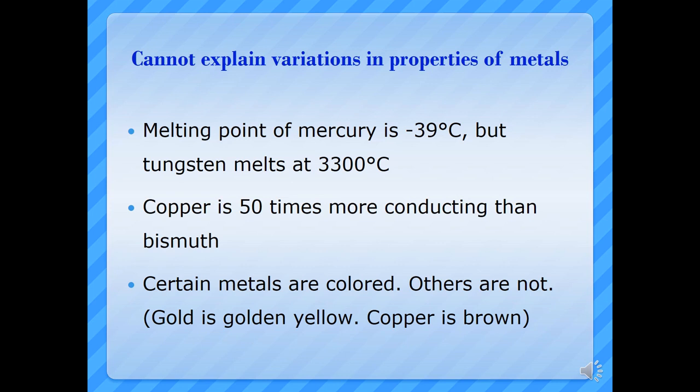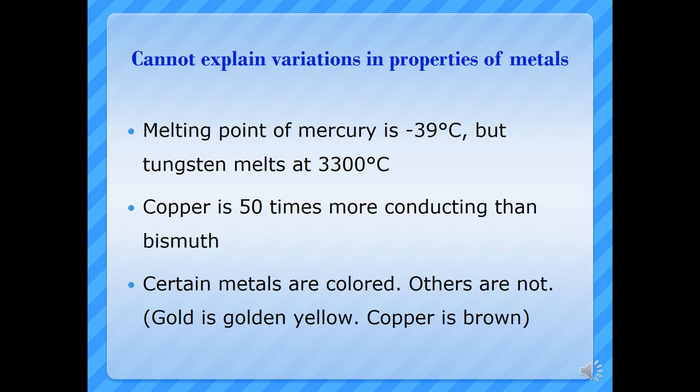Why do some metals have a low melting point? Why do some metals have a very high melting point? This cannot be explained using free electron theory. Also, if you look at the conductivity of various metals, different metals have different conductivity values. For example, if you take copper and bismuth, both are conducting, but the electrical conductivity of copper is almost 50 times that of bismuth. So why does this kind of variation occur in the electrical conductivity of metals? This cannot be explained using free electron theory.